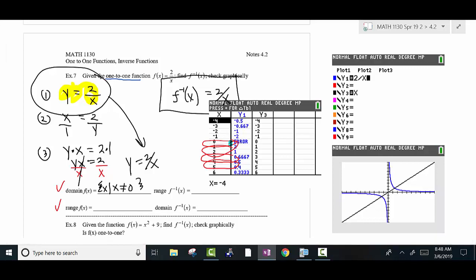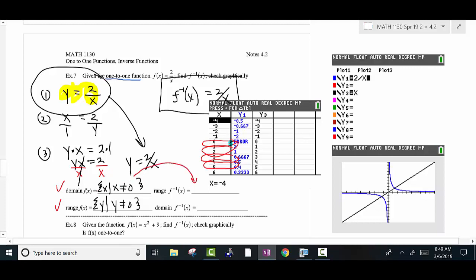If you look at the range, a lot of times you just got to look at the graph. So if you look at the graph, is there anything that y can't be? Yeah, it can't be 0 because you have a horizontal asymptote. You're never going to touch the x-axis, so that's good. The range of the function would be the set of y such that y is not equal to 0. So there's no guesswork. Once you get that figured out, then the answer to the inverse is automatic.